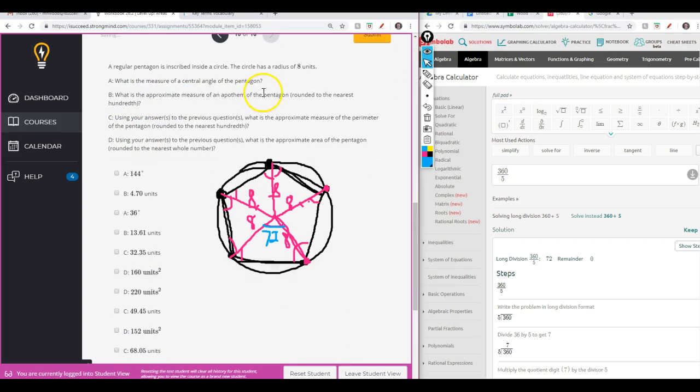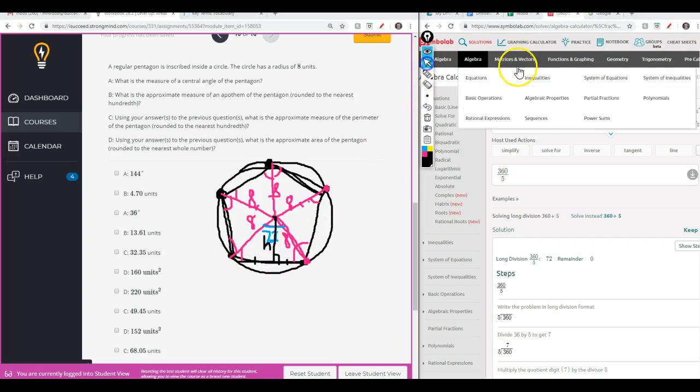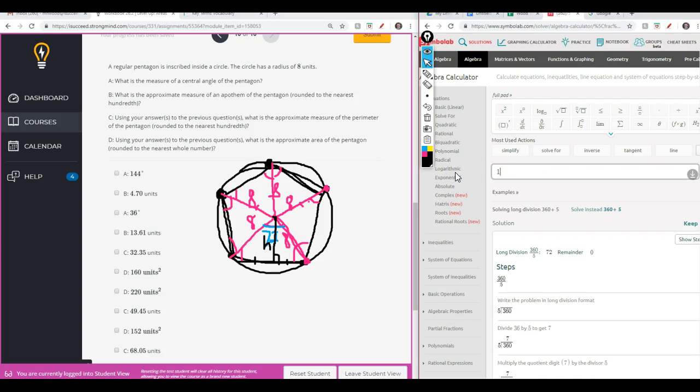So now, what is the approximate measure of the apothem of the pentagon? Again, we're trying to find this height from the center straight down to this midpoint. So it cuts this length and this length in half. We have that as a 90-degree angle, and we are wanting this to be H. So we know that these 2 angles in the triangle, we've got to find these base angles.